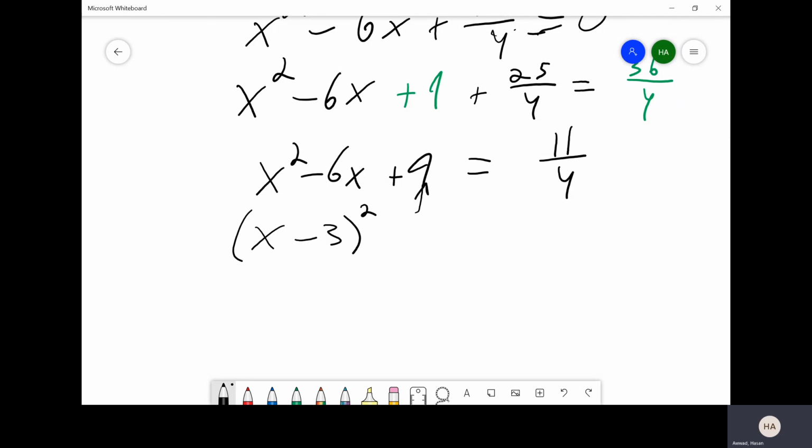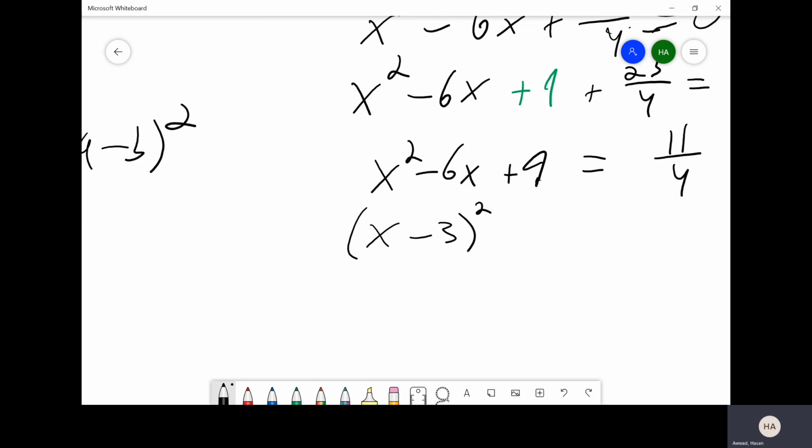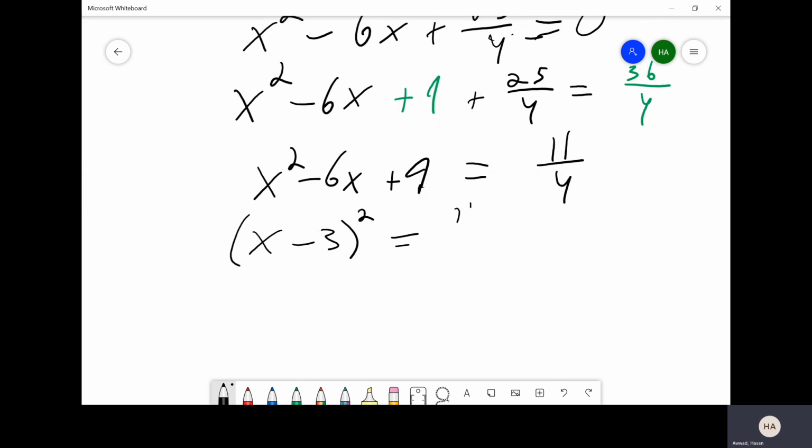So if I take the square root of it, we know that we're going to just end up with a 3, and that is equal to b, right? So we have x minus 3 squared is equal to 11 over 4. And now this part we can all do at this point because we're coming from that last lecture, right? So all I'm doing is I'm going to take the square root of both sides. We know that this is going to cancel with that.